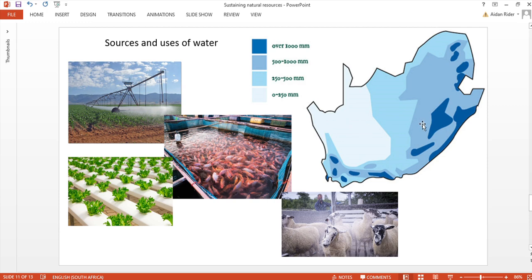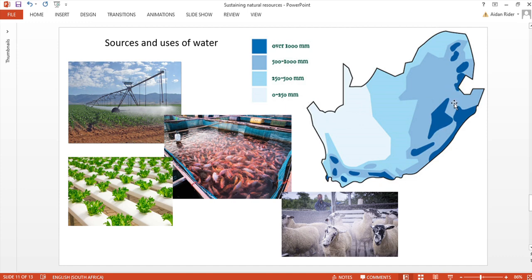But your main rainfall areas would be the Western Cape and also your Eastern Cape and Mpumalanga areas. So this is more your rain catchment areas, and also most of the dams are here. Yes, there are the Orange River and the Vaal River in the middle of the country, but they're not the main sources of water. Your main sources are along the coast.